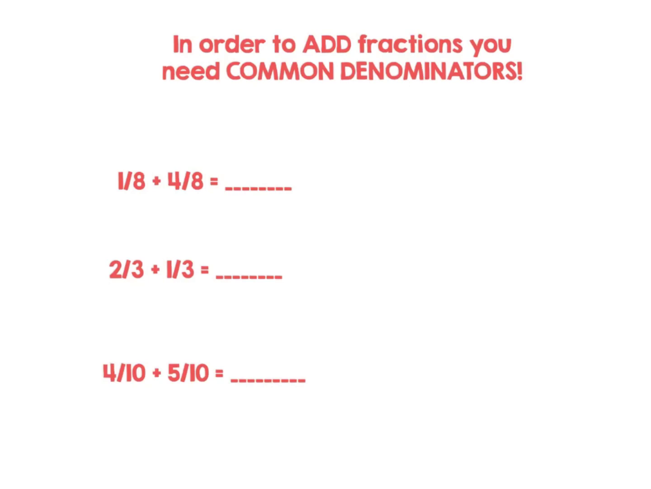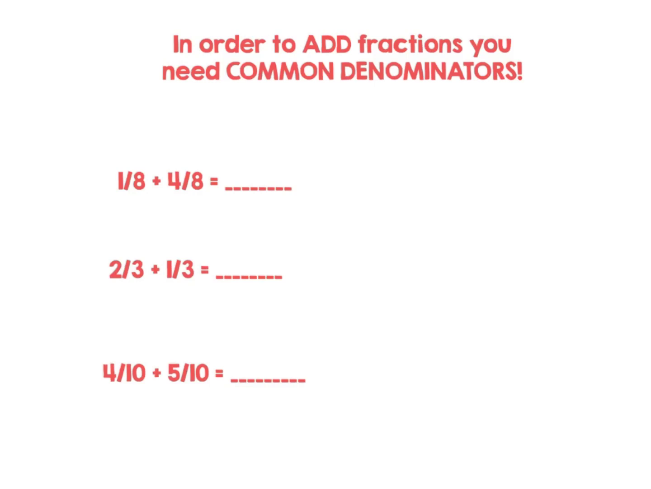In order to add fractions, you need common denominators. Remember, the denominator is the bottom part of the fraction. You need to make sure that the number in the bottom of your fraction is the same. When both fractions have the same denominator, when they have common denominators, your life is easy peasy lemon squeezy.